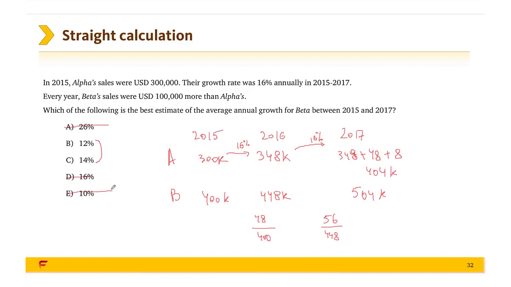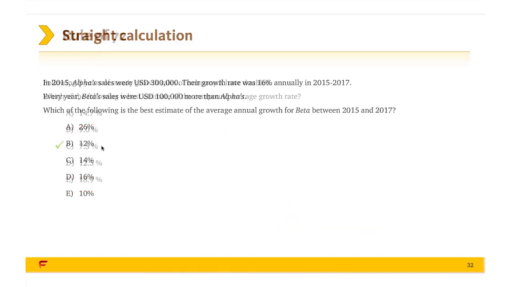And then I'll notice that 8 out of 400 is the same thing as 2 out of 100. So 2%. So that means that 48 out of 400 is exactly 12%. And then we notice that 56 over 448 is also close to 12%, even though it's not precisely 12%. So that means that our answer should be B, 12%. And indeed it is. Let's move on.